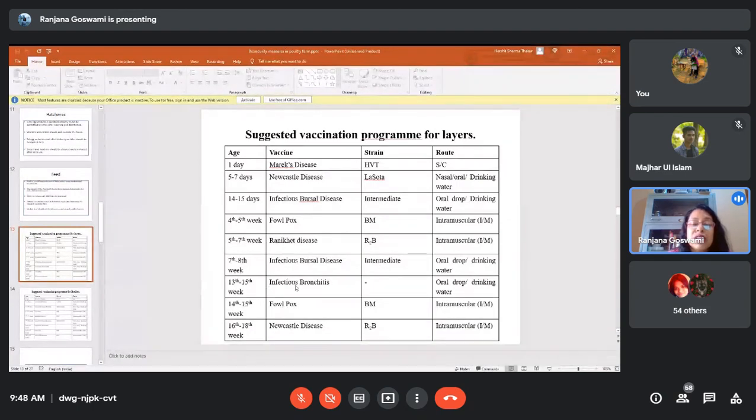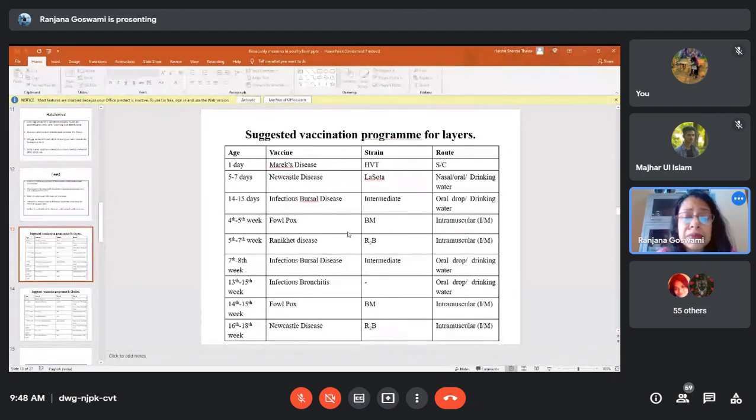At 13 to 15 weeks, you give infectious bronchitis. This is also not compulsory. You can give it if it is prevalent, by oral drop or in drinking water. At 14 to 15 weeks, you give the booster dose of fowl pox intramuscularly. At 16 to 18 weeks, you give again the Mukteshwar strain vaccine, intramuscularly. Before the birds start laying, you have to complete the vaccination program.